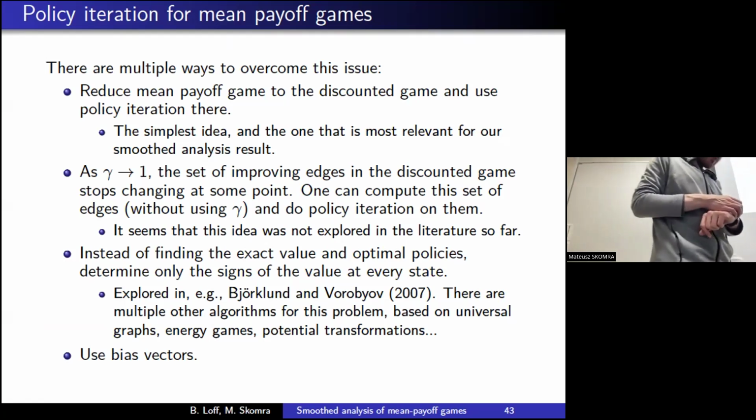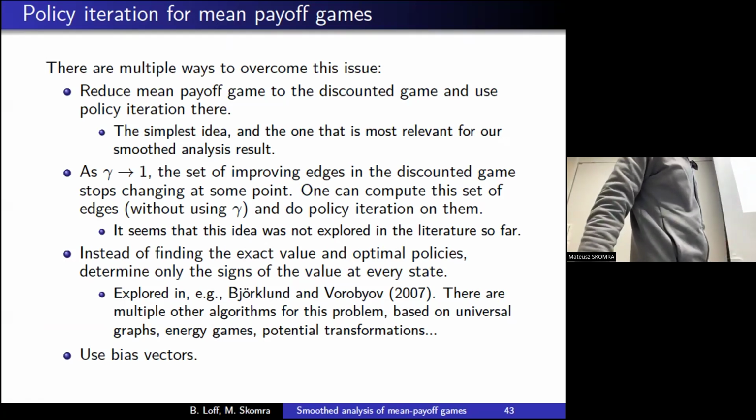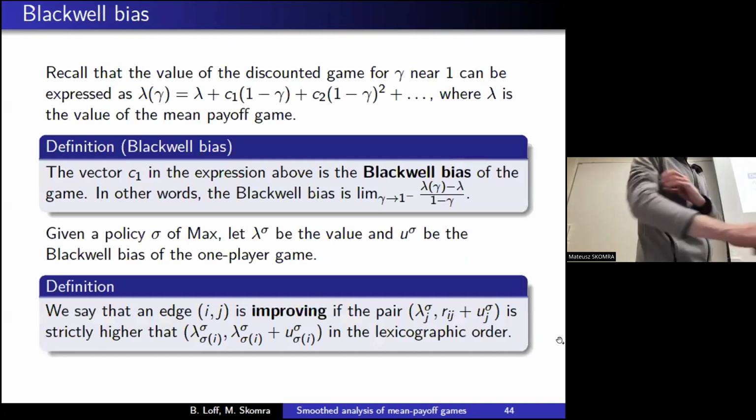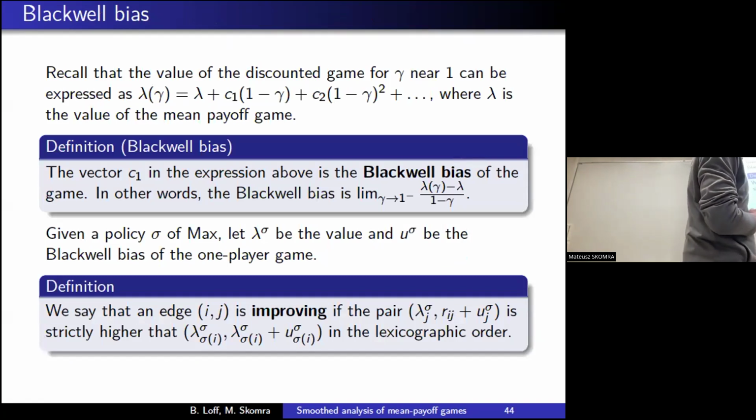And this is the idea that I want to explain to you, because this introduces the notion of a bias. So what is a bias? Let me recall that we said that the value of the discounted games can be developed into a power series near 1. The first term of this power series is the value. Now I will look at the second term, and we will say that the second term is the Blackwell bias of this game. So that's the definition of the Blackwell bias.